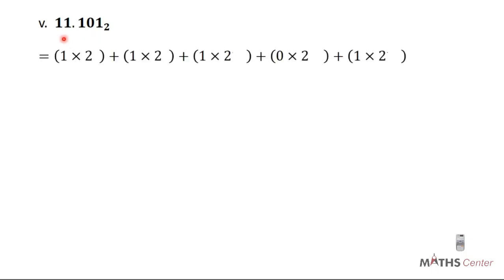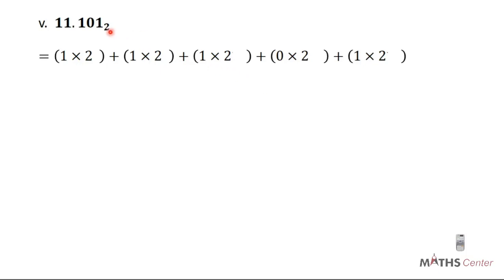Now let's pick another example. In this example, we can see that we have a decimal point in it. So the procedure will be the same, just a slight difference. So you are going to see how to do that. Once again, you multiply every single digit in here with the base. So you multiply 1 by the base, so 1 times 2, then 1 times 2, 1 times 2 as we see here, 0 times 2, then 1 times 2 here.